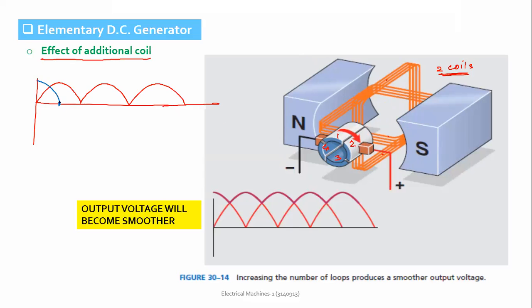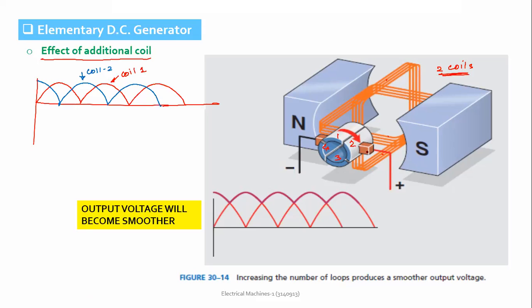So the EMF induced will be like this. This is coil number 2, I would say, coil 2. And this is coil 1.